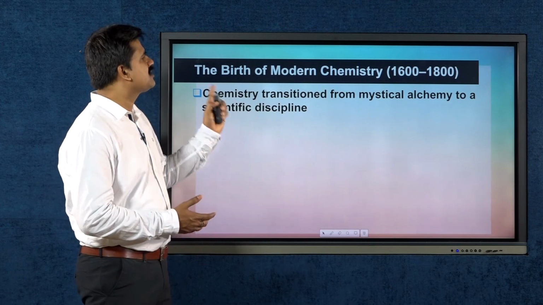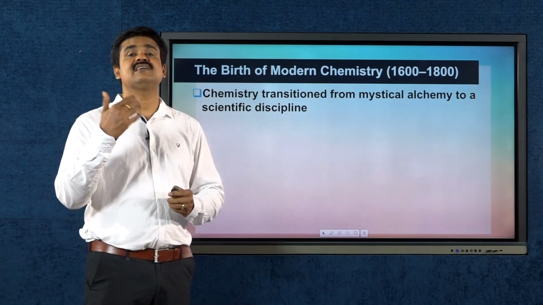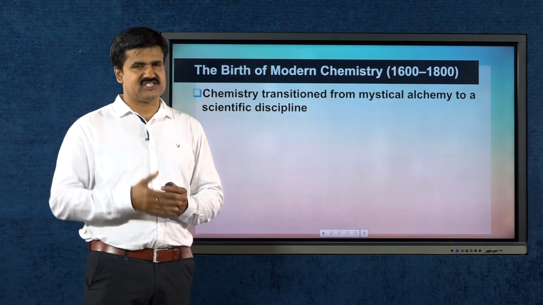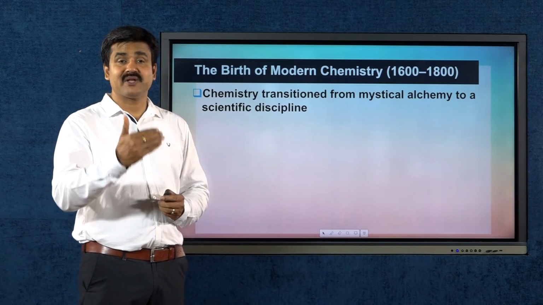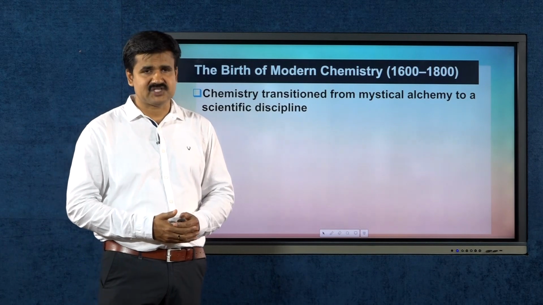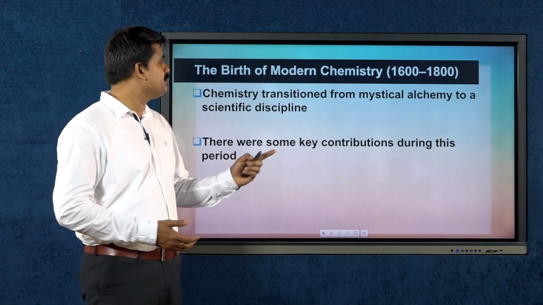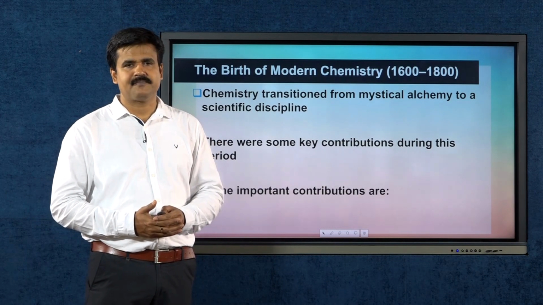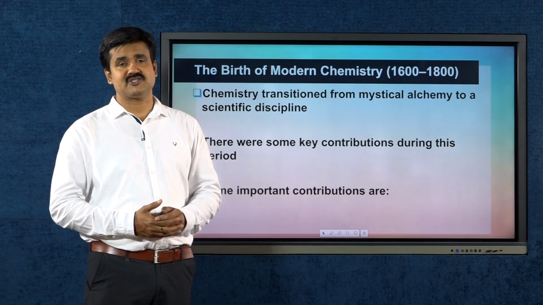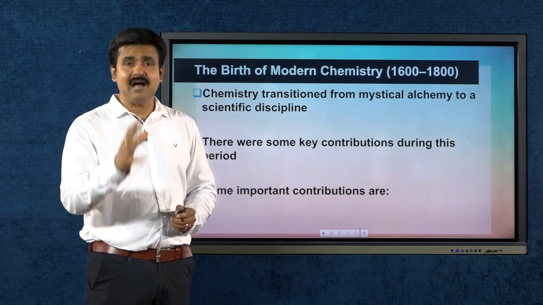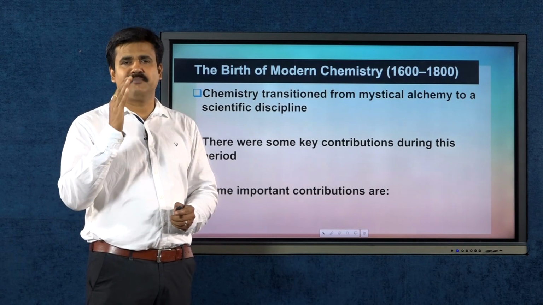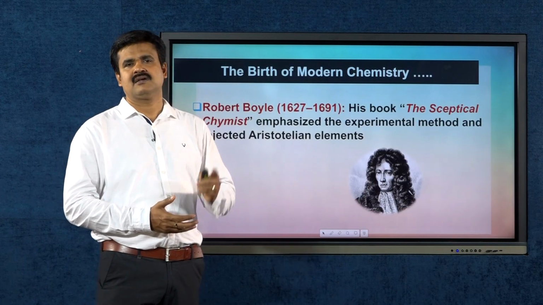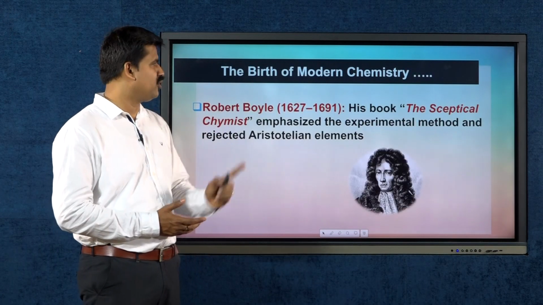Chemistry transformed from mystical alchemy to a scientific discipline. This transformation happens during the birth of modern chemistry. There were some key contributions during this period. Some important contributions in the modern chemistry development period are from Robert Boyle.